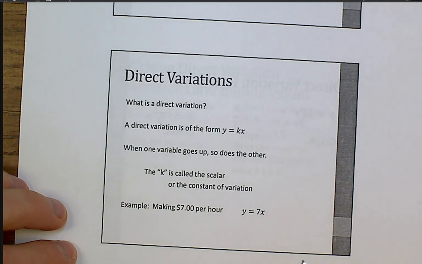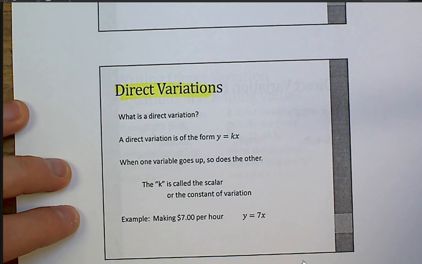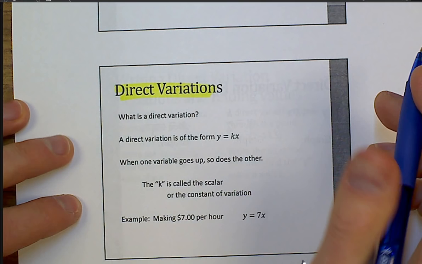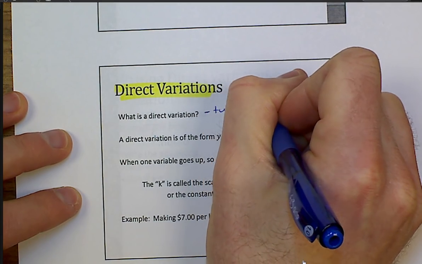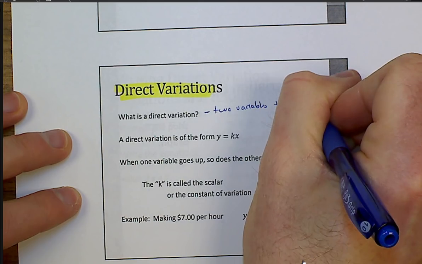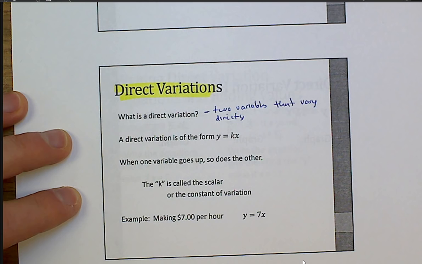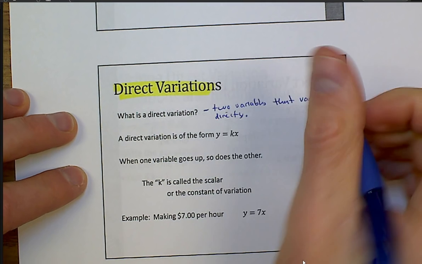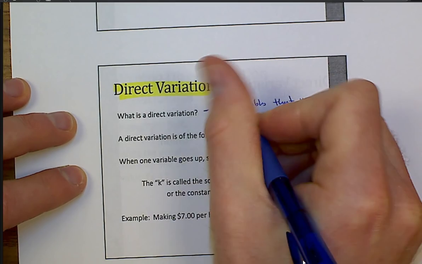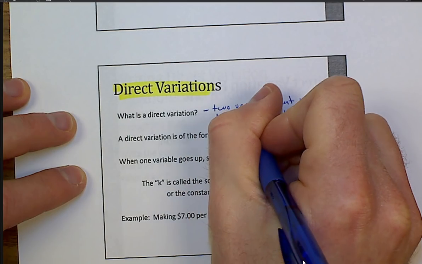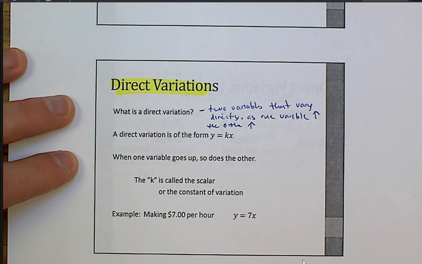Direct variation. Okay, what is it? Well, direct variation, real basic, by definition, is two variables that vary directly. Now, you're probably wondering, well, that doesn't really help me out. Basically, what is happening is this: as one variable increases, the other increases. There's a direct variation, meaning there's a direct influence on the other variable.